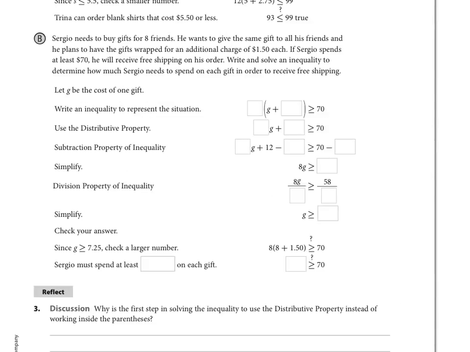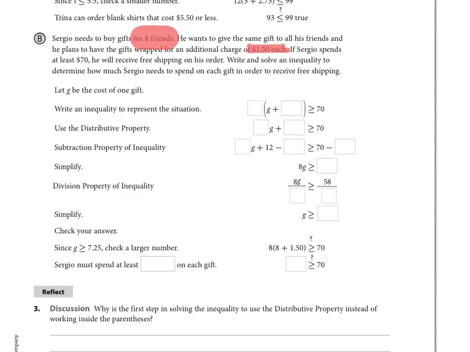Okay, so example B here, we're going to work this one out because it's not completely worked out. Again, we got to read the problem. We got to find the important information here. So Sergio needs to buy gifts for 8 friends. Okay, something important again. He wants to give the same gift to all his friends. Let me see if I can make that smaller. Okay. He wants to give the same gift to all of his friends. He plans to have the gifts wrapped for an additional charge of $1.50 each.